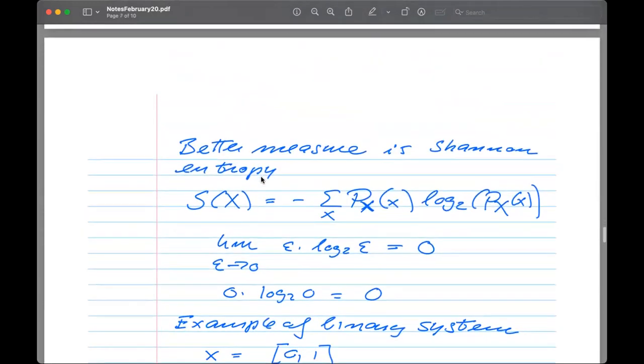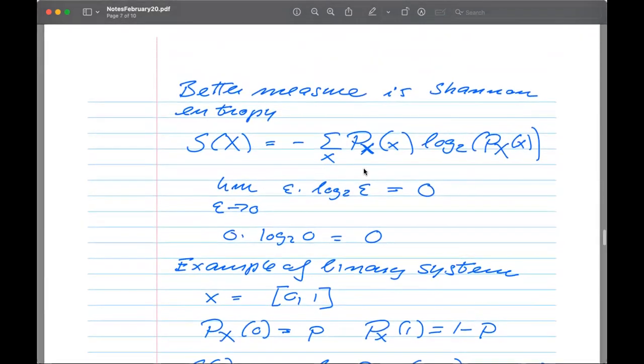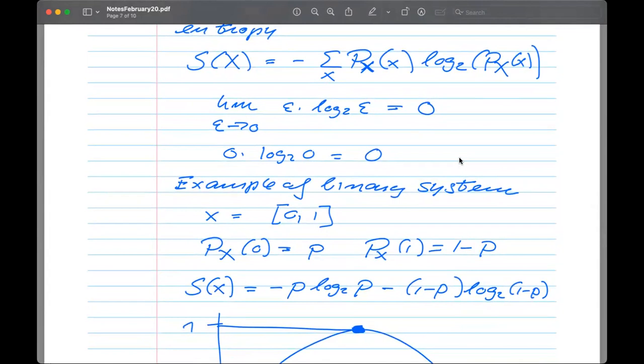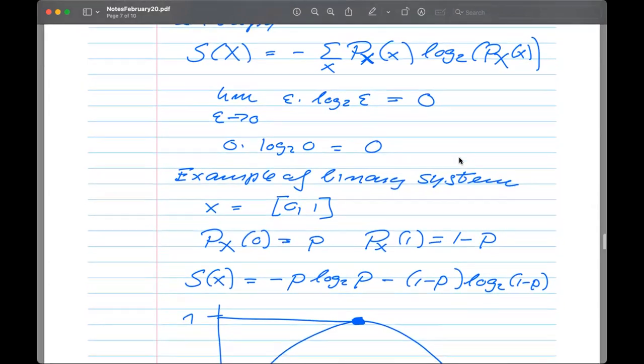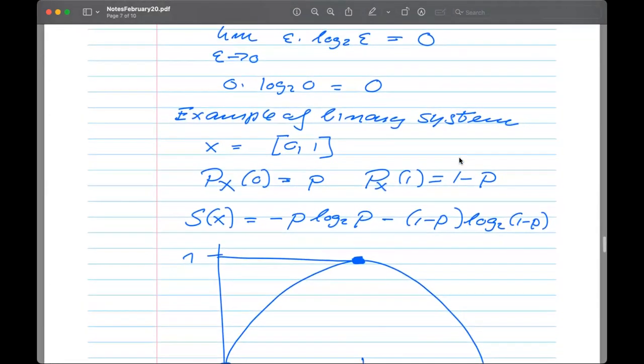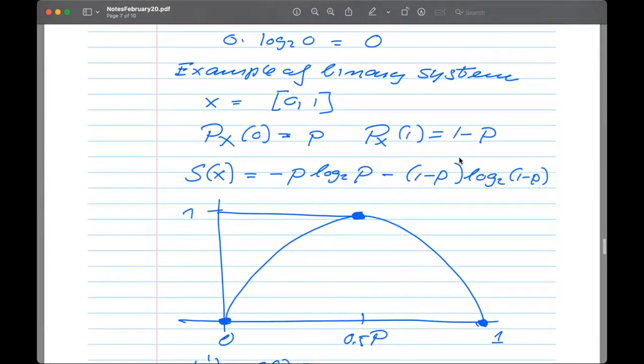So a better measure is this quantity here, which you can think of as an expectation value of log2 of P of x. And if you take a binary system, this is a classic example, which you will find in basically all textbooks because you can do it easily analytically. In this case, you have two possible events, 0 and 1. It's a binary class of events. And the probabilities have to sum to 1.